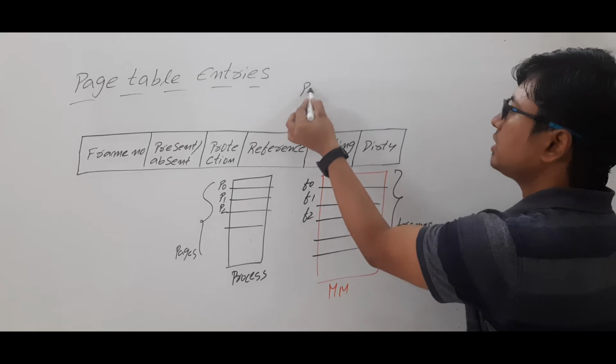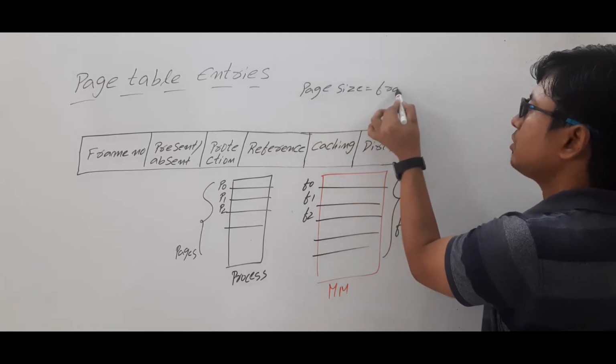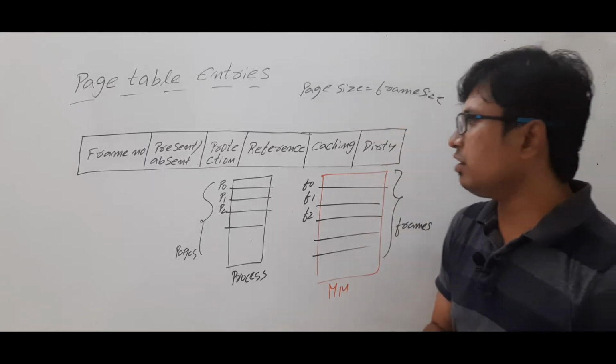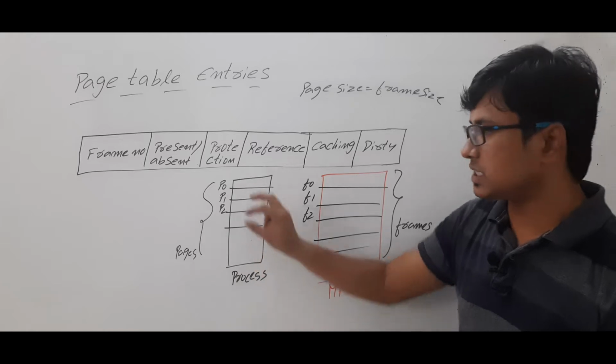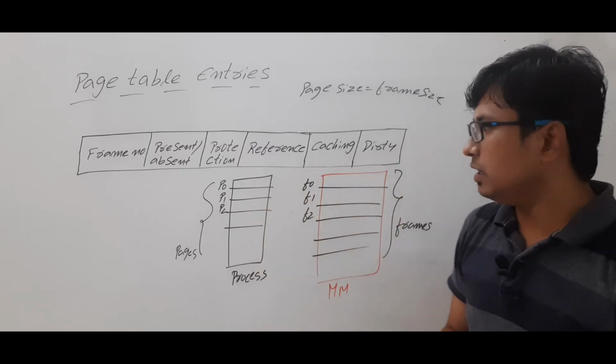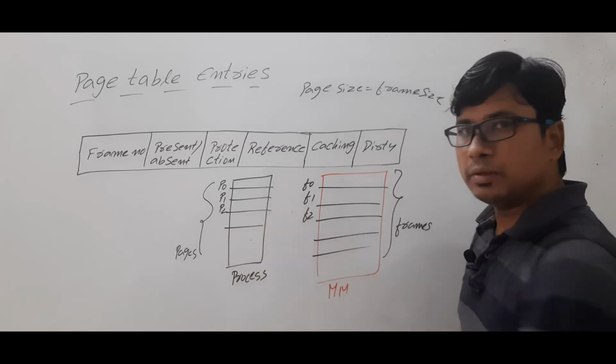And remember one thing, always the page size will be equal to frame size. Okay, meaning that one of the pages from the process can easily fit into one of the frames in the main memory. Now what will happen is that the process has to come into the main memory.